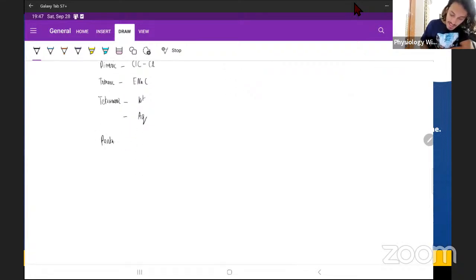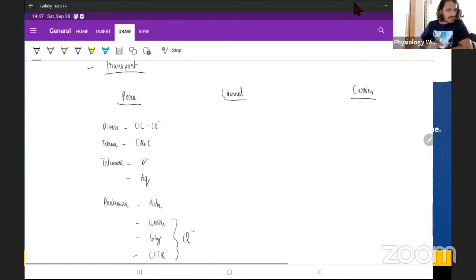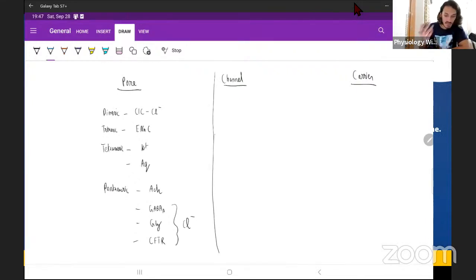You have pentameric, your acetylcholine, and certain types of your chloride channels, which are GABA, glycine, CFTR. Okay, so these are just examples I'm giving out for you. So those of you who want to earn more marks, are competitive in exams, try to learn this. And later on, you'll, in fact, require this for your entrance examination.